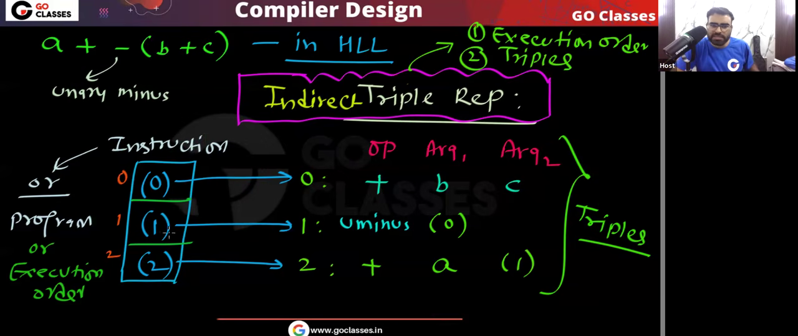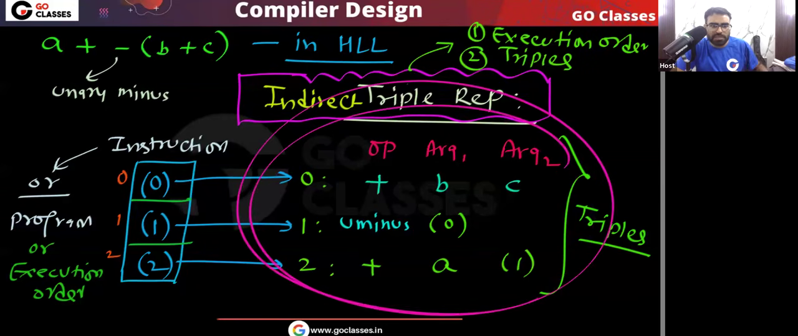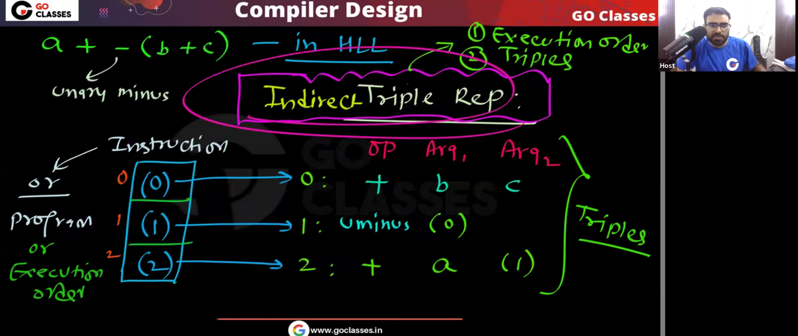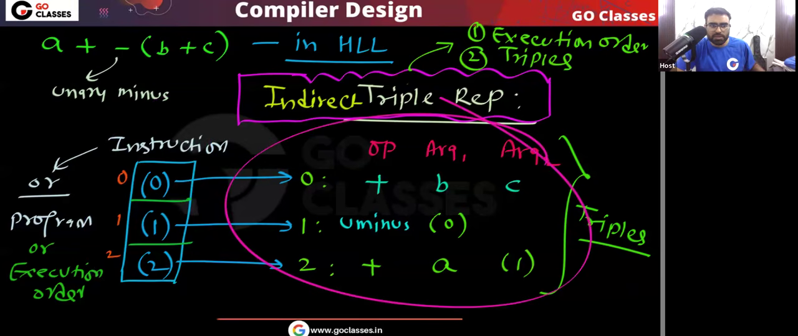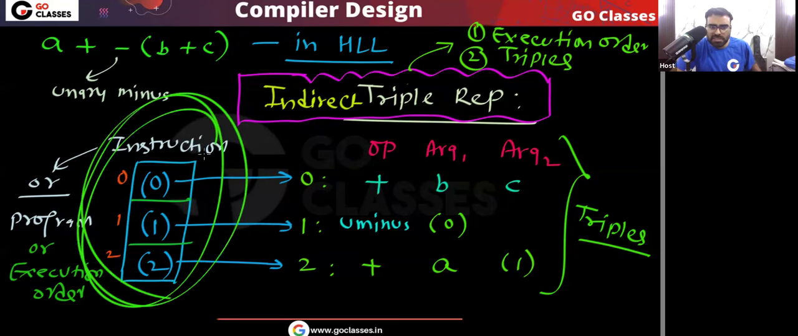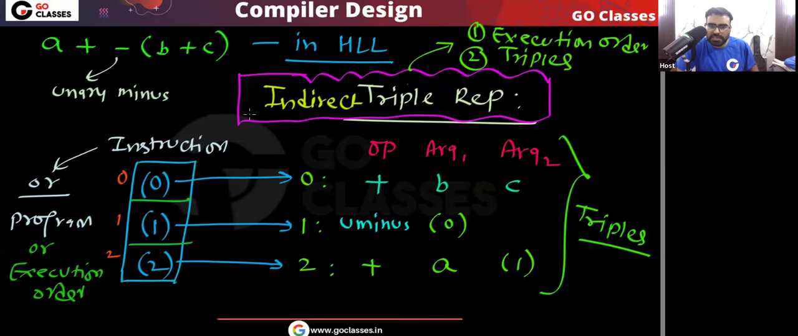But if you want to make any changes to the execution order, then you don't have to make any changes to the triples, you just have to change this execution order. This is the benefit of indirect triples, that we have separated execution order from the triples. Okay, so during the optimization phase, if you need to move around the instructions, if you need to make any changes, if you need to rearrange the code, then that is very easy in the indirect triples. So this is the answer. I hope you understood.